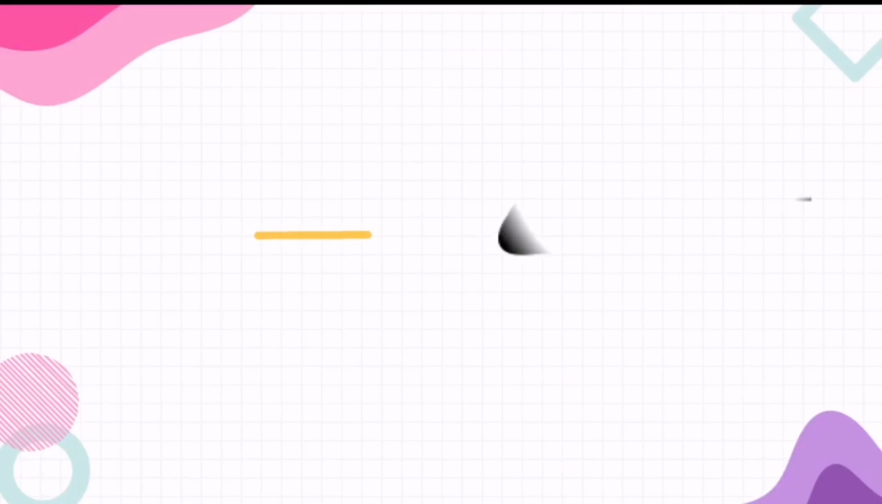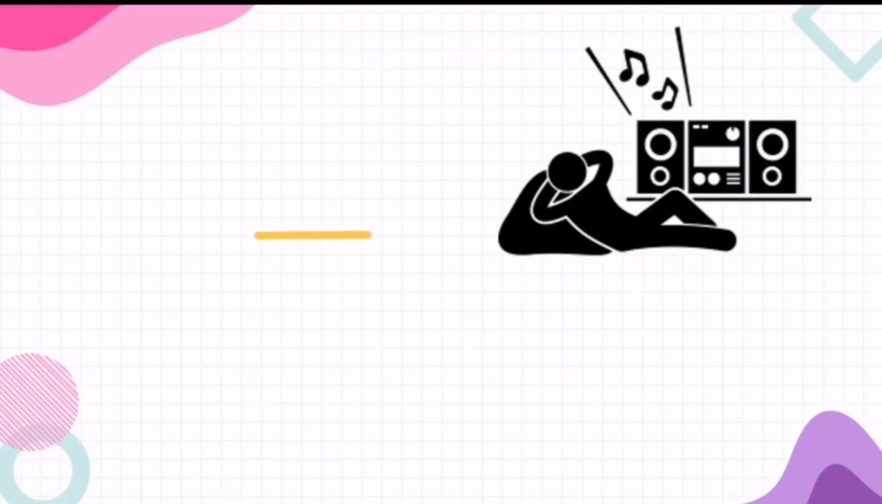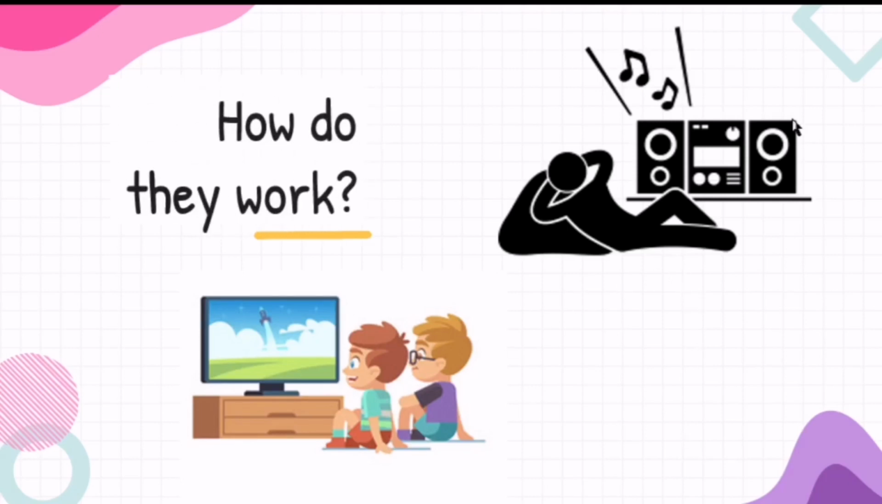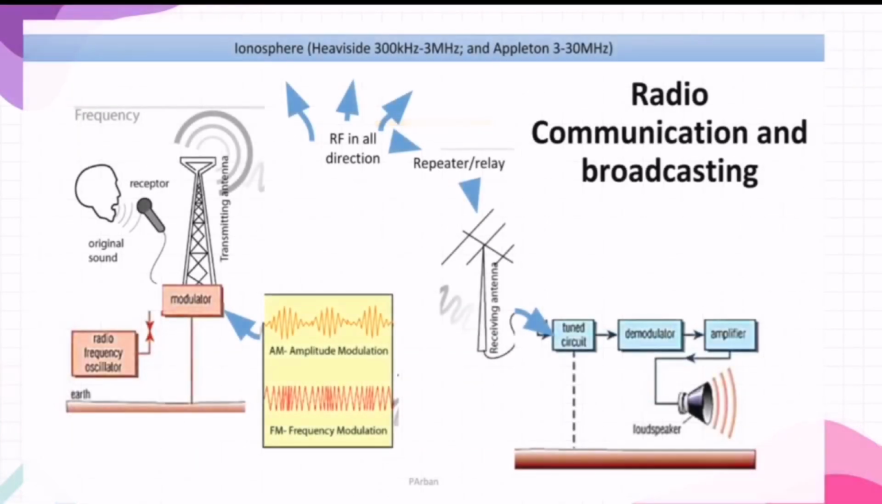Now we have here a picture of a man who is listening to a radio and two boys who are watching their favorite TV shows. Now, how do these activities work, or why are we able to watch TV or listen to the radio? Now, the concept behind those activities is radio communication and broadcasting. Okay, so this picture shows us how the radio waves are being transmitted.